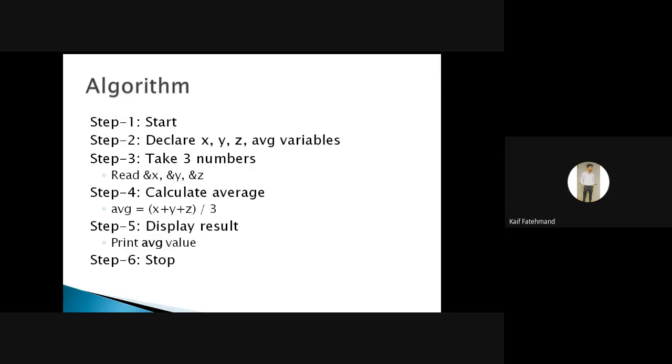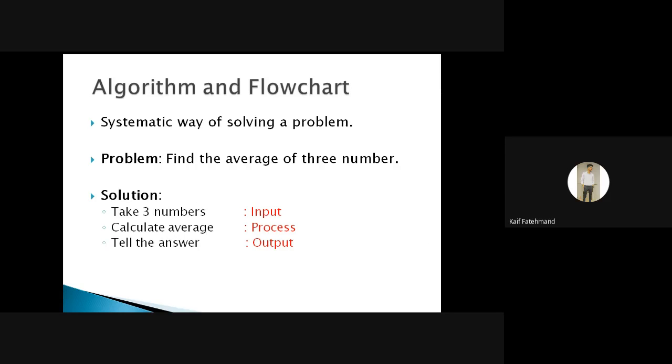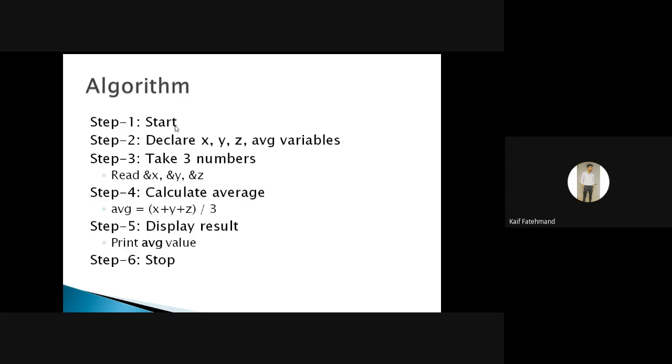Here, one more thing: for an algorithm you will always have a minimum of three steps, that is input, process and output. On top of these we are writing the starting of the algorithm, so the first step we write is start. Then the last step we write is stop. Depending on your calculation, if you require variables, we write a new step, step number 2, that is declare x, y, z, avg, like this.